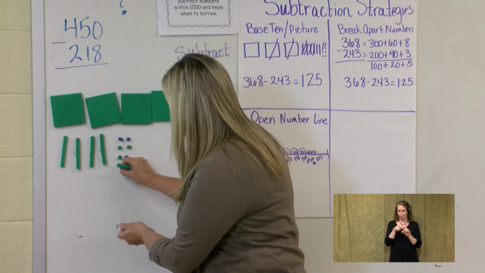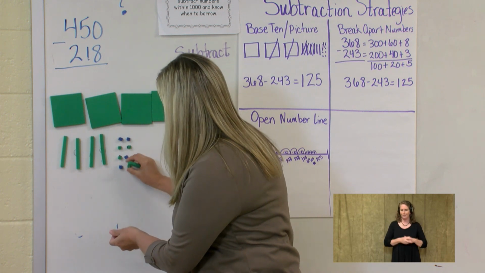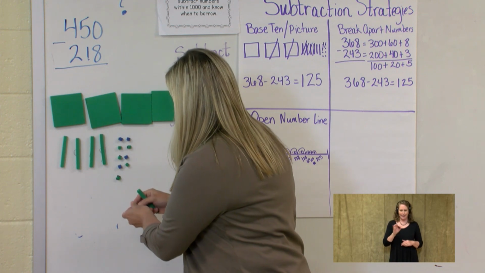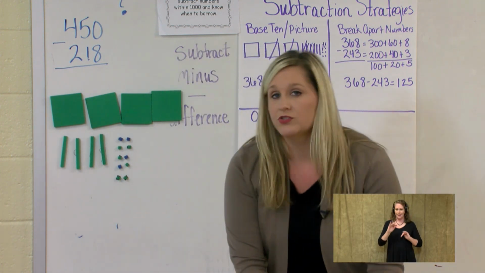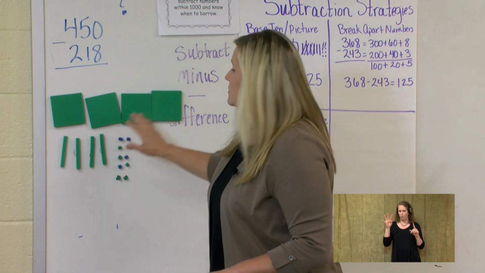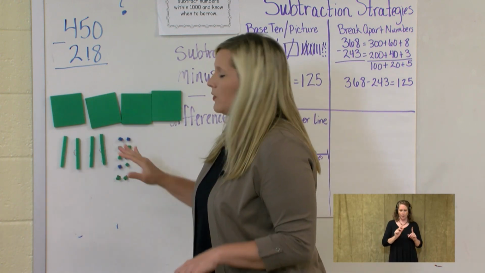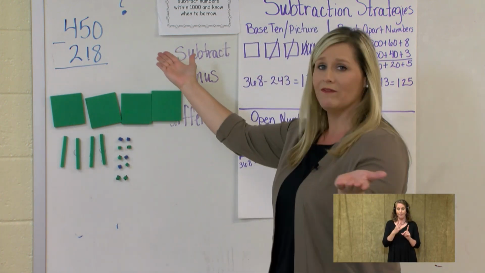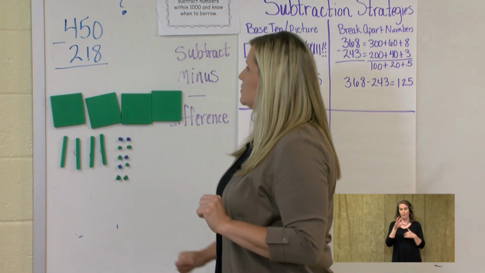All right, so I'm getting my 10 ones. Takes a long time. Let's see. We have 8, 9, 10. So I still have 450. 100, 200, 300, 400, 10, 20, 30, 40. 440, and then my 10 ones would be 450. So I still have 450, but I have to take 218 away.